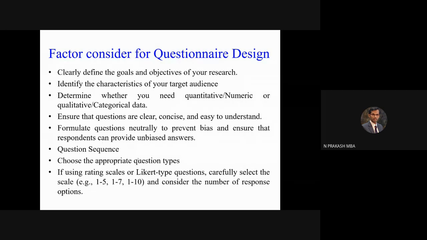Next one, we want to choose the appropriate question type. It may be dichotomous questions, or we may give you options for the questions, or sometimes we give a Likert scale for the questions. There we want to assess what types of questions are to be asked in the questionnaire. Sometimes open-ended questions will also be added.